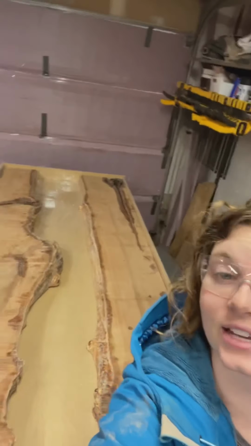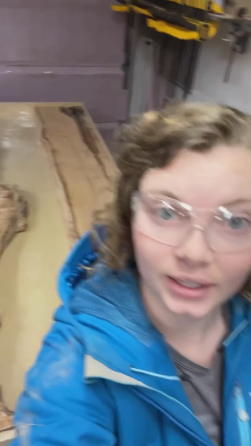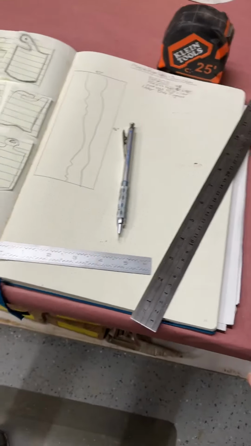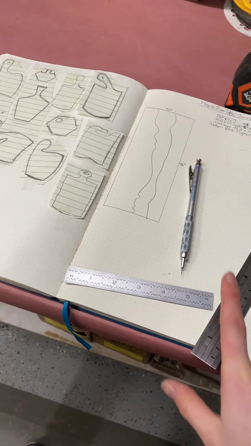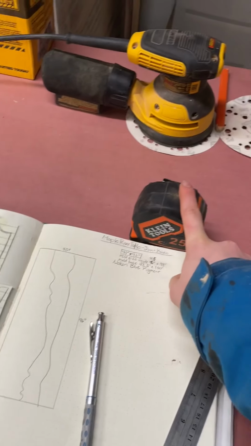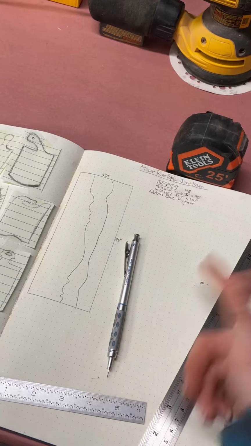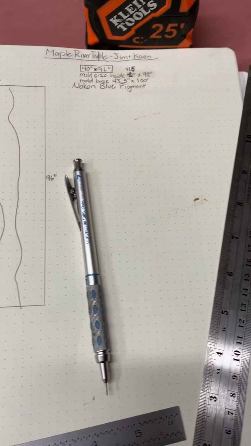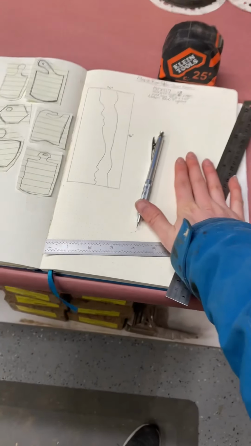Okay, so last time that I did an epoxy pour, you guys were really curious about how to calculate epoxy. So I have my slabs in there, and I'm gonna show you how I calculate epoxy. Here's everything that I need: little ruler, big ruler, and a tape measure, pencil and paper. I do a little drawing, and then I do my calculations on this sheet of paper.